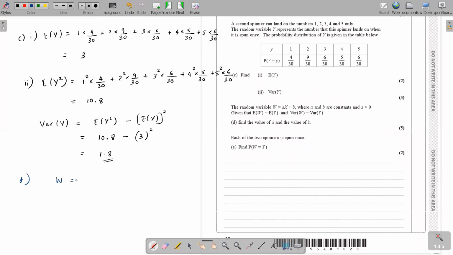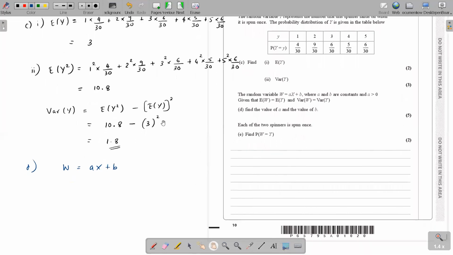So W equals AX plus B. Now children, they are saying expectation W equals expectation Y. Do we know expectation Y? We know it. We found expectation of Y in C part 1, and variance of Y we have also found. So now you have to get the expectation of W and variance of W.